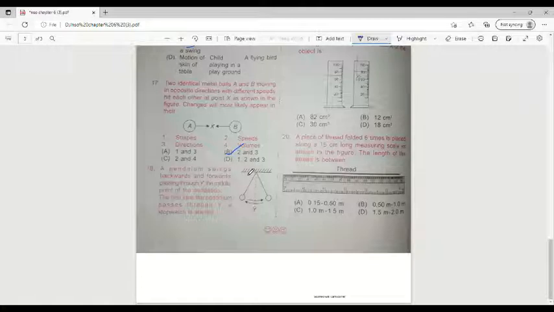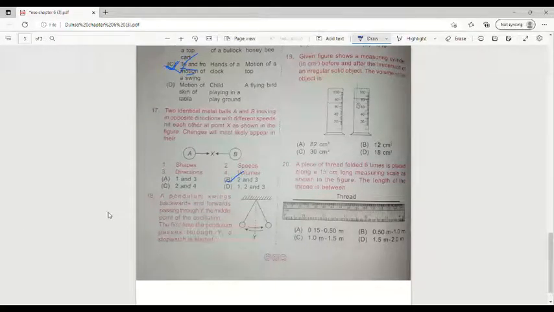Also their direction would also change. Like if B is going towards A and A is going towards B, so when they collide, the directions will also change. So that's why option number B is correct for your question number 17.